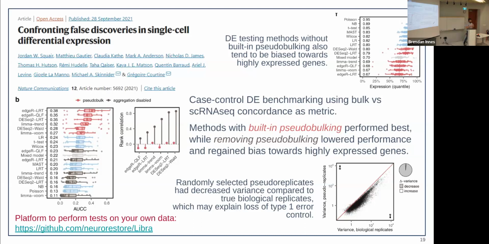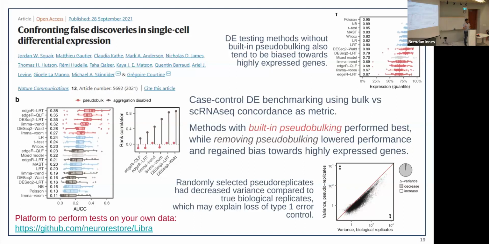So they gathered up as many data sets like that as they could find, and then looked at concordance of differential expression results between single cell and bulk using a bunch of different tests. And all the winning tests were these tests meant for bulk, but they sort of added an application for single cell, like EdgeR and DESeq and Lemma. And they noticed that they'd all built in a pseudo-bulking step. So they took your sample things and just pseudo-bulked the samples, and they performed best.